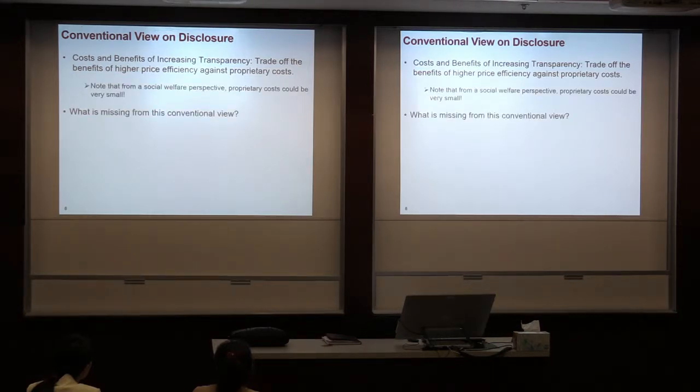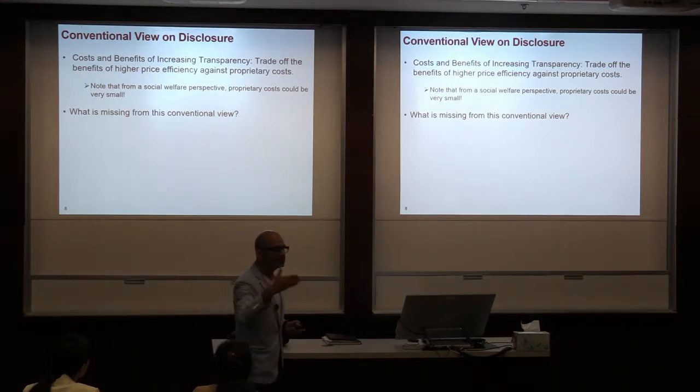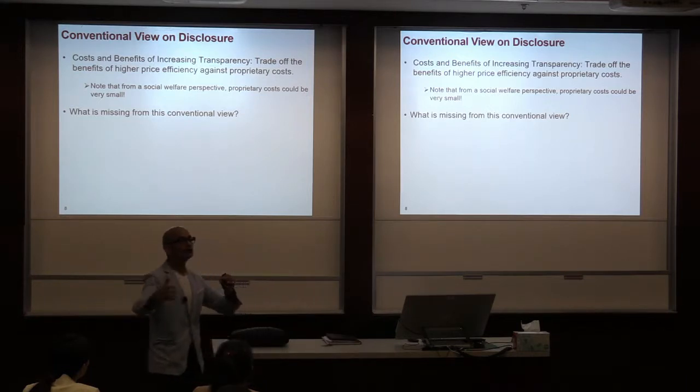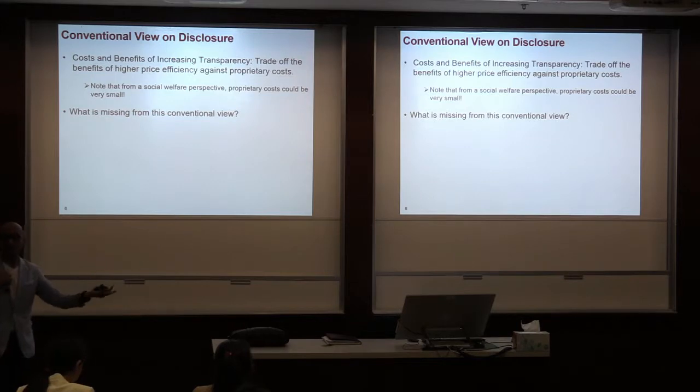Now from a social welfare perspective, do we care about proprietary cost? It's not clear. In fact, empirical studies have mostly looked at each firm in isolation. If you're talking about mandatory disclosure, at least analytically, theoretically, and empirically, you need to make an argument that your disclosure is going to hurt you. It might benefit other firms. You have to look at the size of the pie.